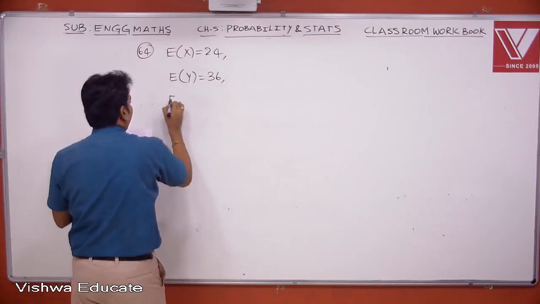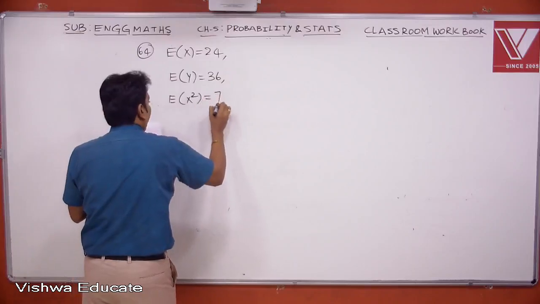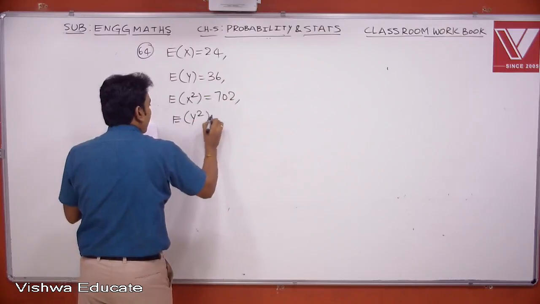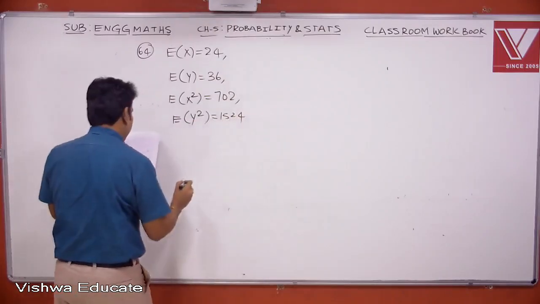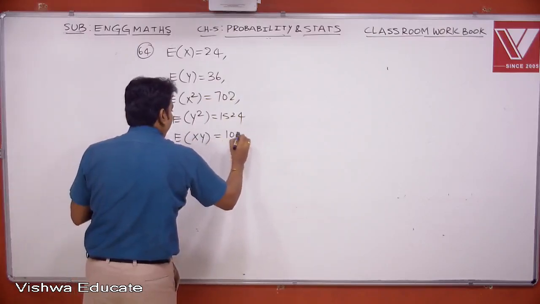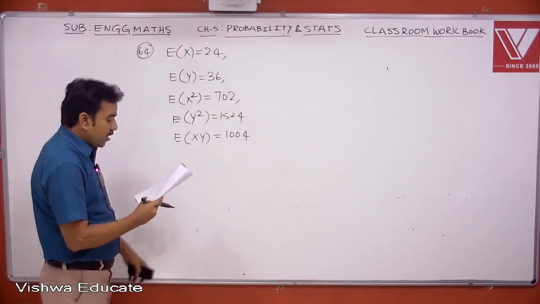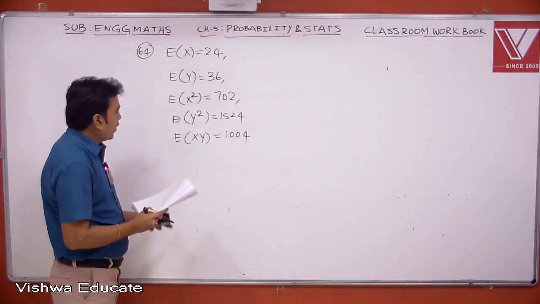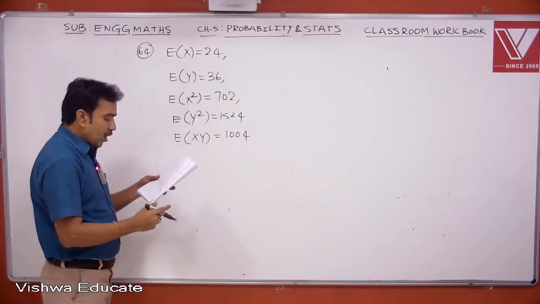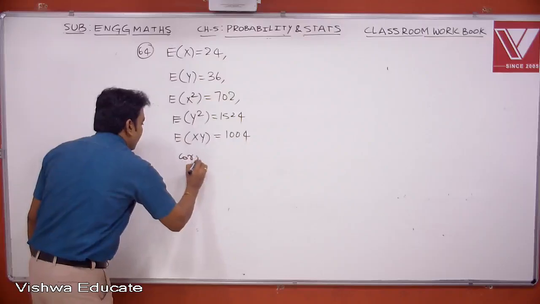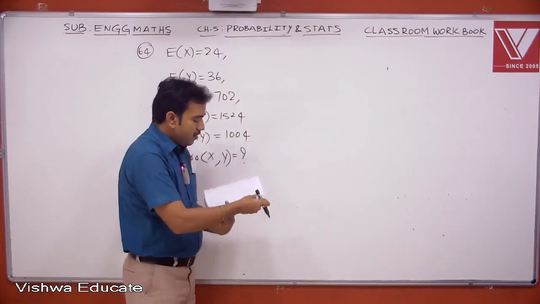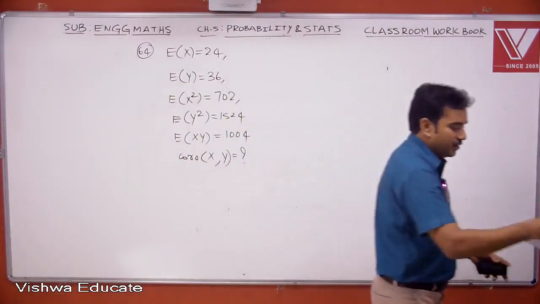E of x square equal to 702, E of y square equal to 1524, E of xy equal to 1004. The question asks for the correlation coefficient between the two random variables x and y. Let us see this.